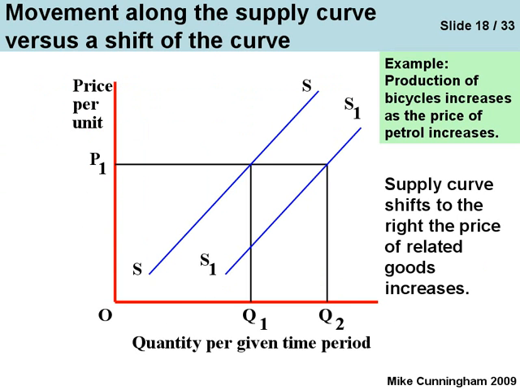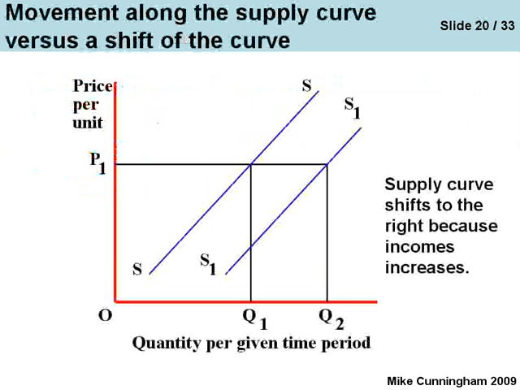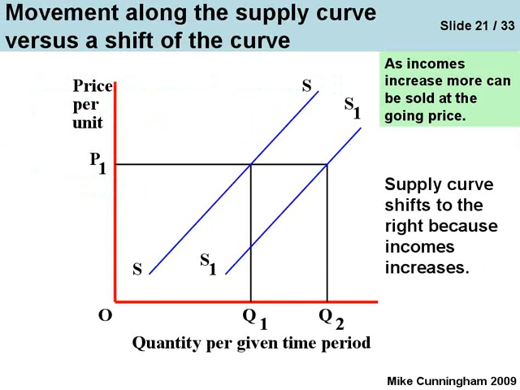So as the price of something changes, the quantity of the other thing will vary on the market. It could be income. Supply curve shifts to the right because incomes increase. As incomes increase, more can be sold at the going price.